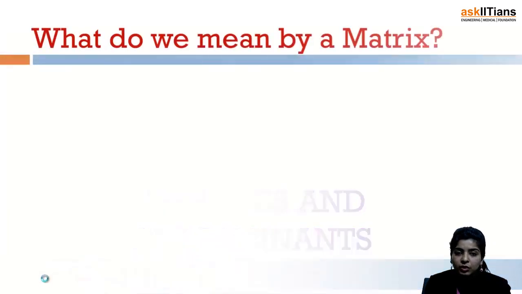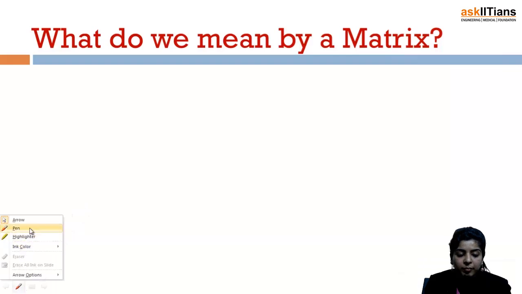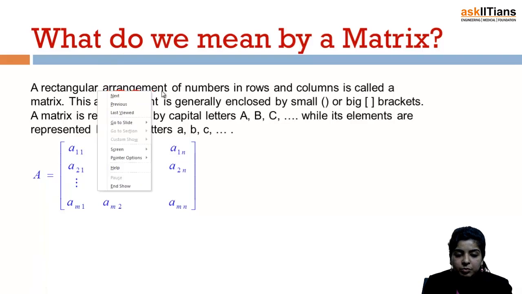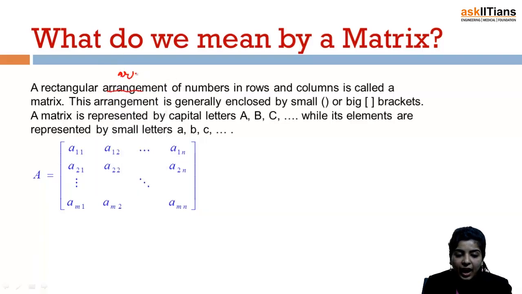When we talk of matrices, what do we generally mean by a matrix? First of all, we'll be discussing the formal definition. The formal or mathematical definition says a rectangular arrangement, or you can say an array, of numbers in rows and columns is called a matrix. This arrangement is generally enclosed by either this form of bracket or this form of bracket, the small or the big brackets. A matrix is generally denoted by capital letters while its elements are denoted by small letters.